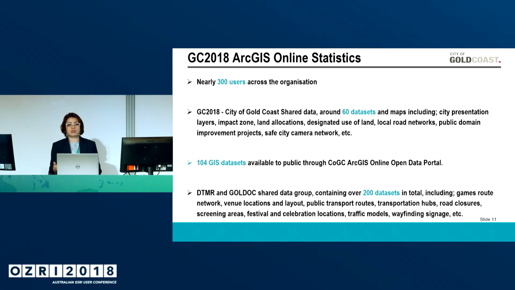And in addition to the data that we specifically developed for the Commonwealth Games, we also had 104 GIS data sets made available to the public through the ArcGIS Online Open Data Portal. This really helped, especially our public utility providers, to make sure that they have a good understanding of the impact of the Games on the utility that they are providing. And then we also had access to the DTMR and Gold Coast Data Share group, which contained more than 200 data sets in total.